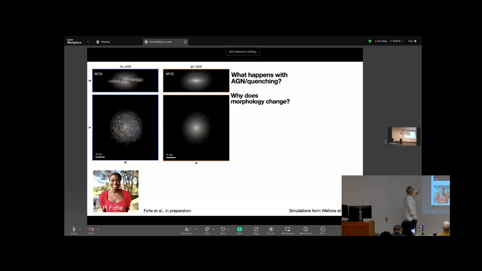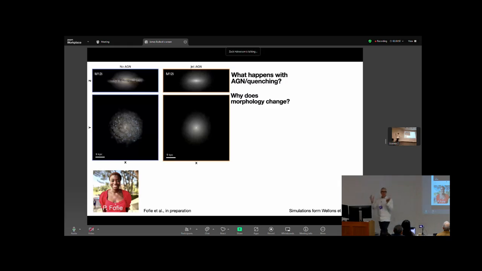So here's M12I with no AGN, and here's M12I with this jet AGN model. What you can see by eye is it is pretty quenched, because it slows down star formation. The disk component's drastically suppressed, and it looks kind of like a spheroid with a very bright center. So you might ask, okay, I had this nice story of how galaxies' morphologies evolve. Why does the morphology change when you have AGN suppressing star formation?